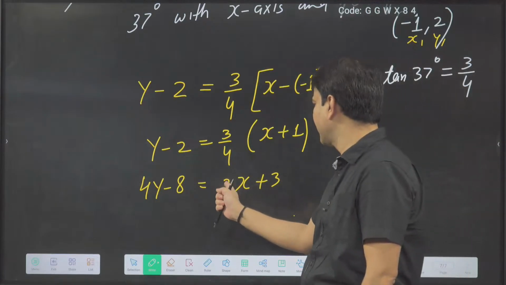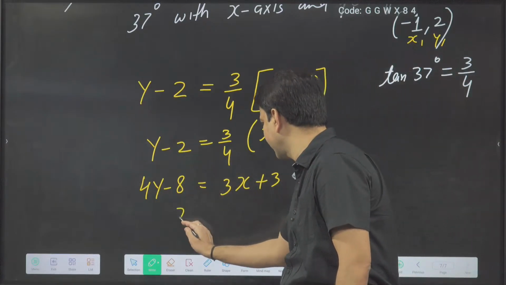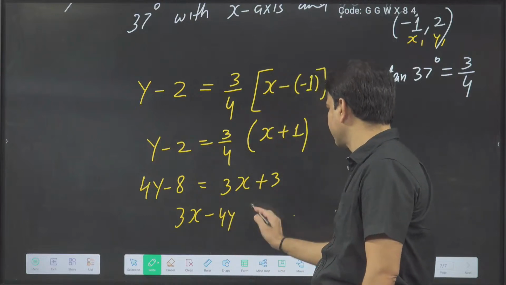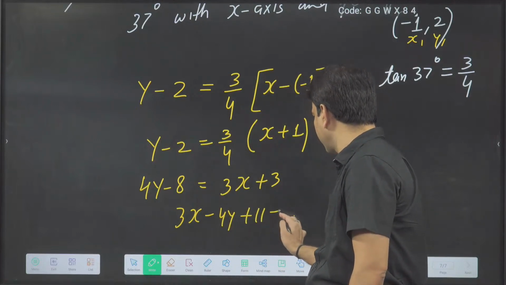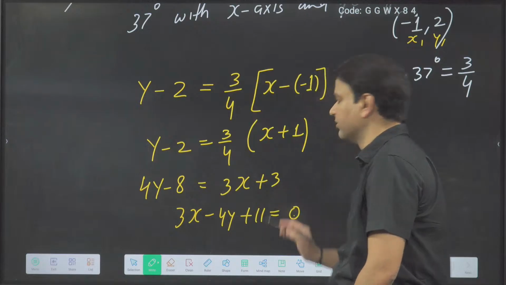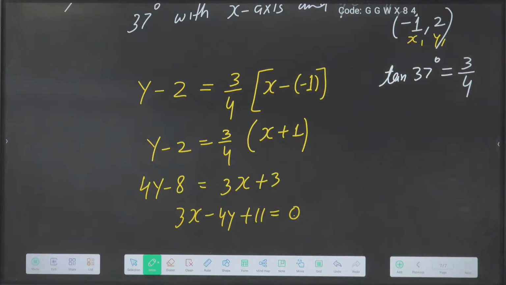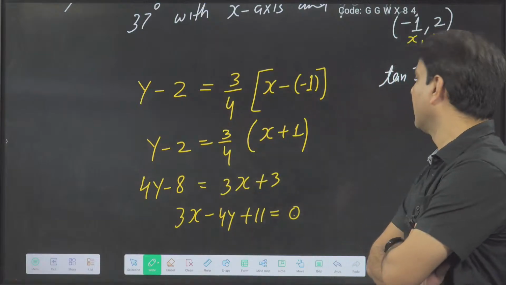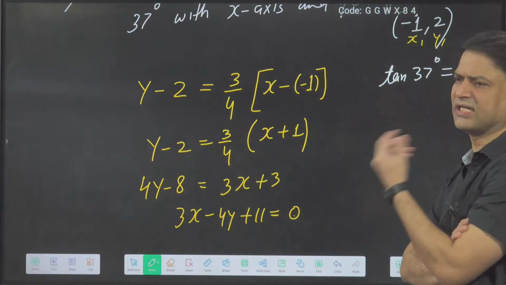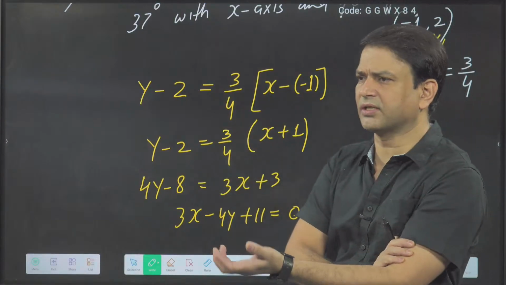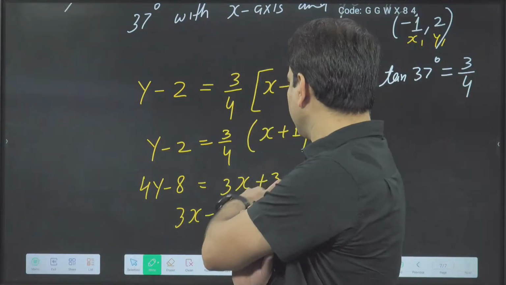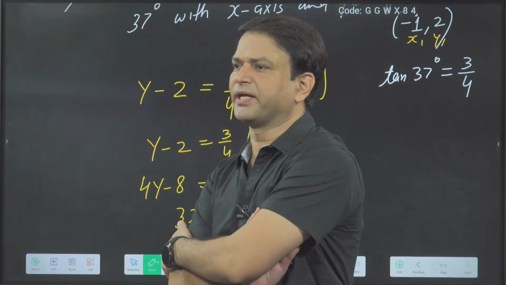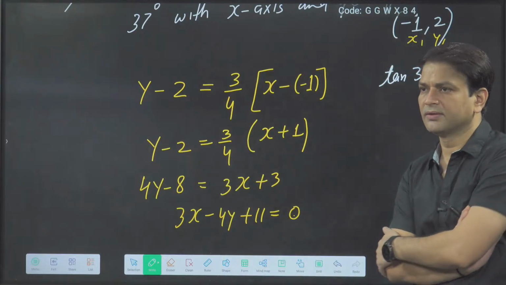Suppose I am shifting the 4y here. So 3x minus 4y minus 8 will shift this side, so 8 plus 3, that is 11, equal to 0. Or 4y minus 3x minus 11 is equal to 0. That is also the right answer. Whoever shifts the 4y to this side or the 3x to this side, their x will be negative. So both are right.